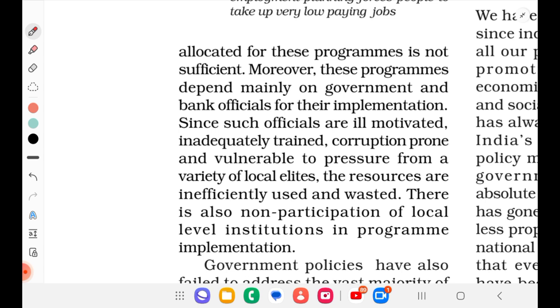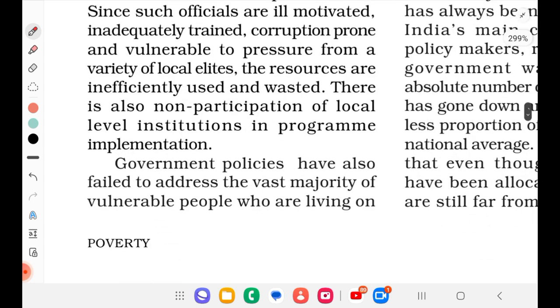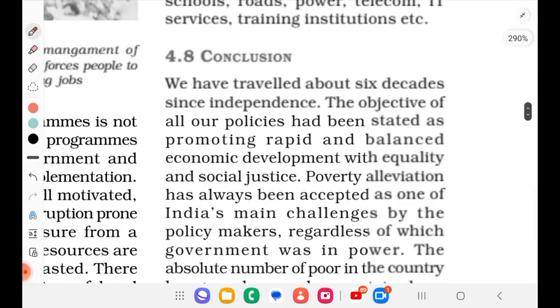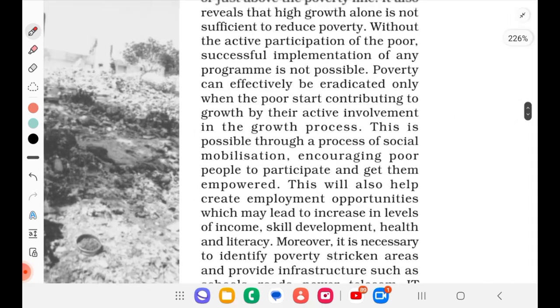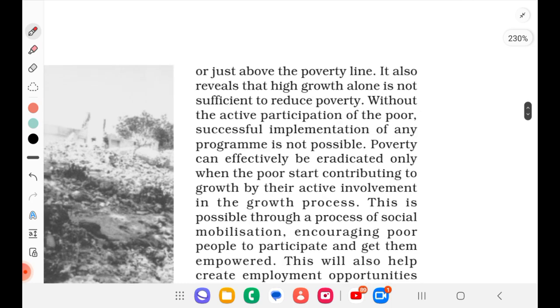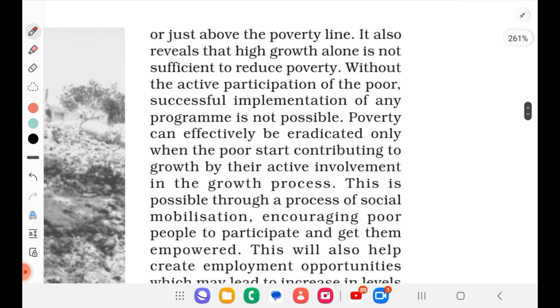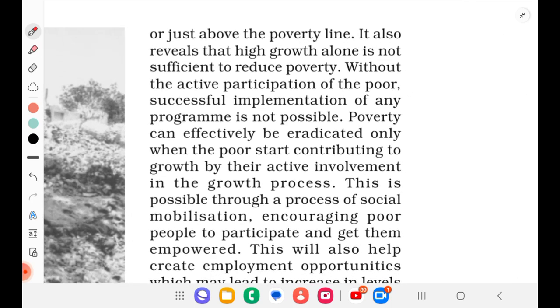Government policies have also failed to address the vast majority of vulnerable people who are living on or just above the poverty line. It also reveals that high growth alone is not sufficient to reduce poverty without the active participation of the poor. Without it, successful implementation of any program is not possible.